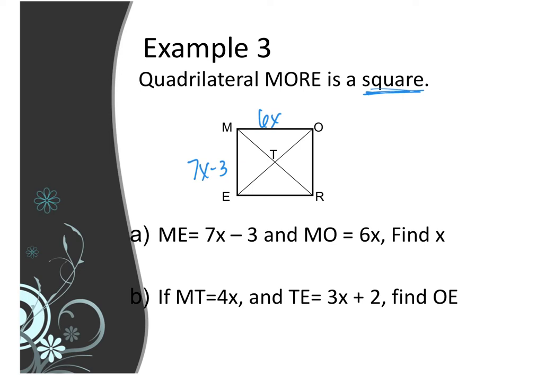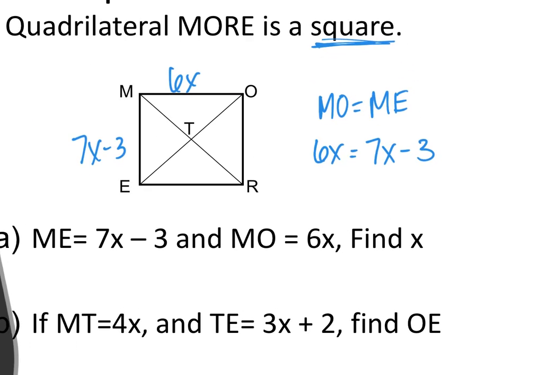Excellent. All the sides and all the angles are congruent. So MO must be equal to ME. Therefore, we can set them equal to each other. So 6x must be equal to 7x minus 3. And someone walk me through solving this.